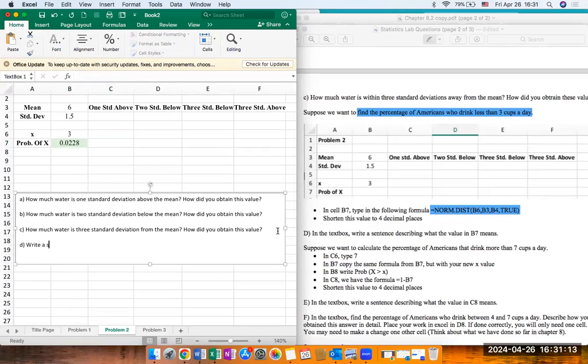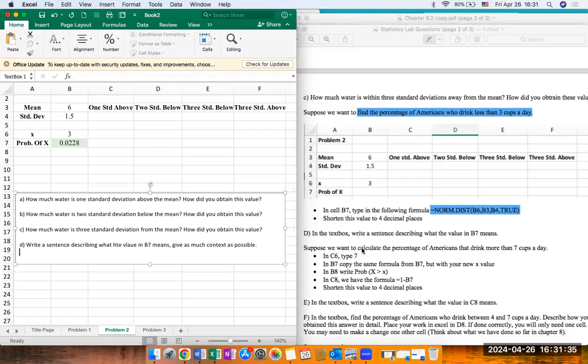So D, write a sentence describing what the value in B7 means. Give as much context as possible and in college level sentences. So I need all of the things.